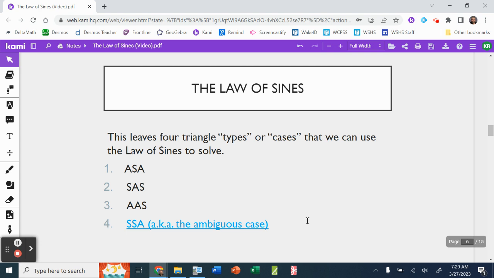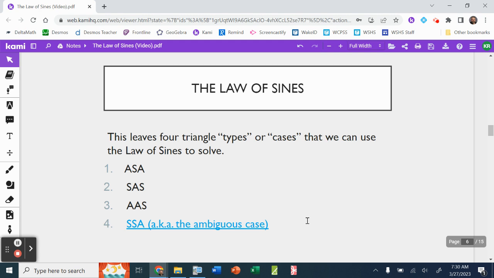So these are the 4 types or cases that we can use the law of sines to solve. The first one is angle-side-angle. That is, the side that we have is between the 2 angles that we know. In this case, I wouldn't know the angle across from it, but since I know that all of the angles in a triangle add up to 180 degrees, I can easily find the angle that is across from that given side.